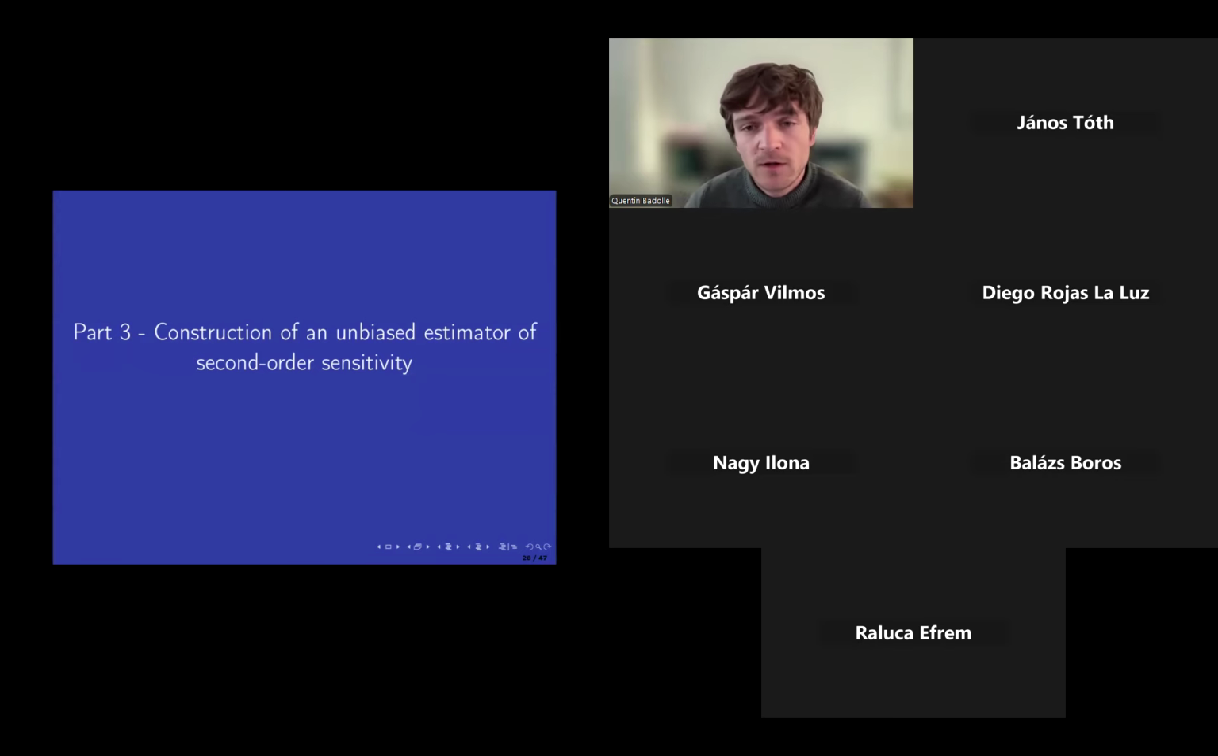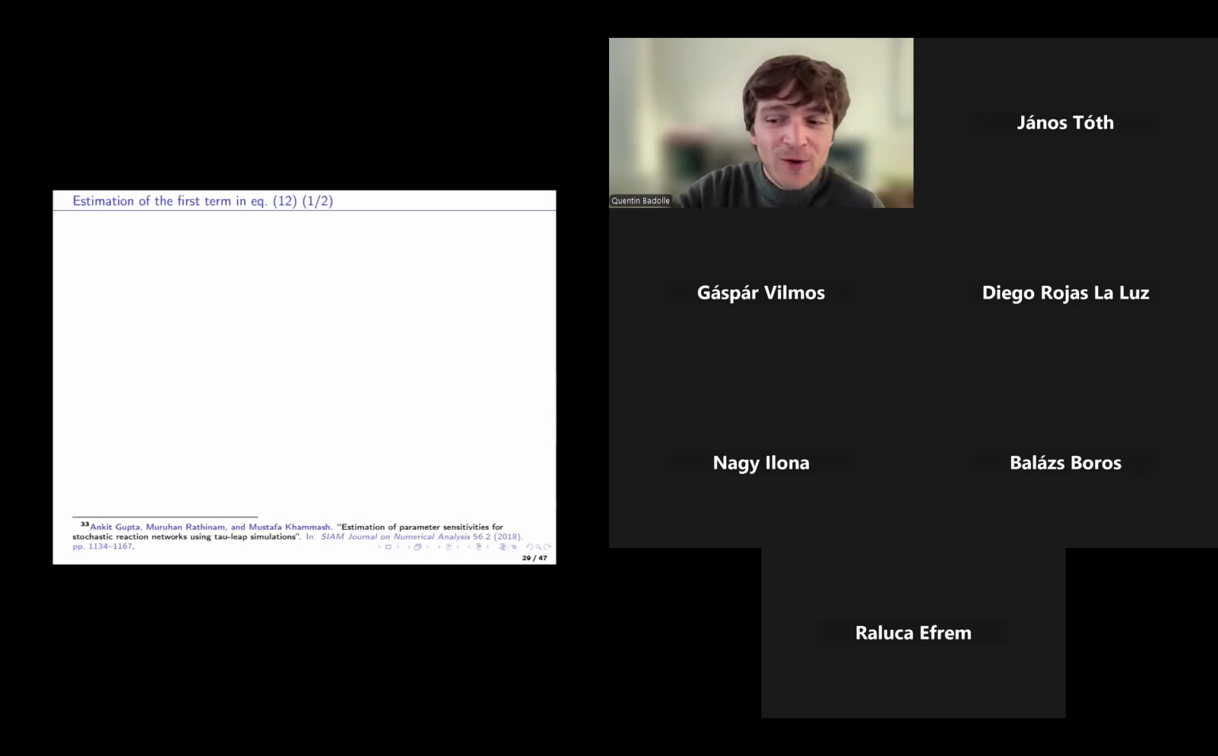But in this project we wanted to construct an unbiased estimator of second order sensitivity to address some of the shortcomings of the Girsanov transform method and of the finite difference methods. So I'm going to explain how to do it. In equation 12, which was the theorem which I displayed, you have three terms, and I'm going to look first at the first term.